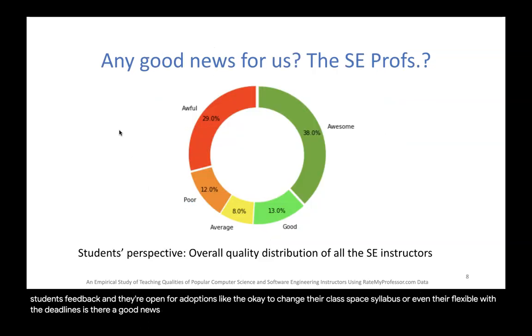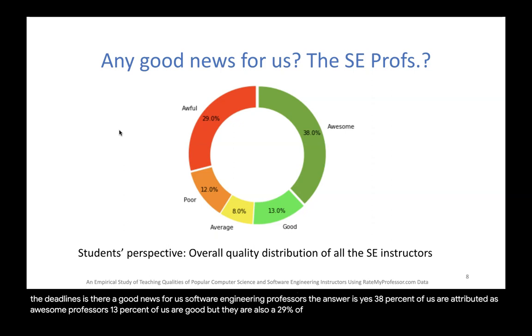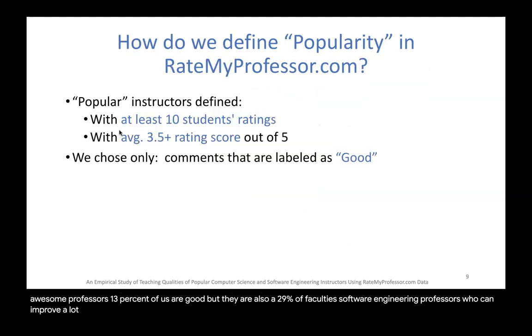Is there any good news for us software engineering professors? The answer is yes. 38% of us are attributed as awesome professors, 13% of us are good, but there are also 29% of faculties, software engineering professors, who can improve a lot.